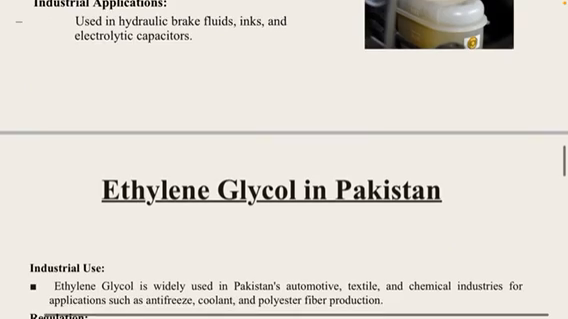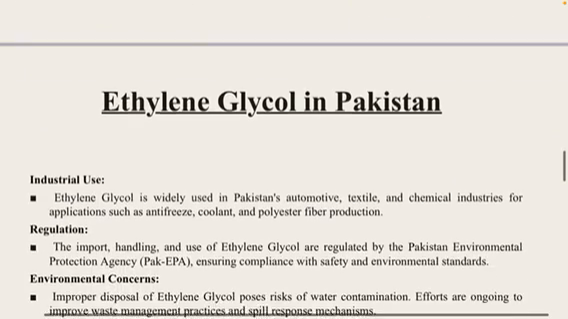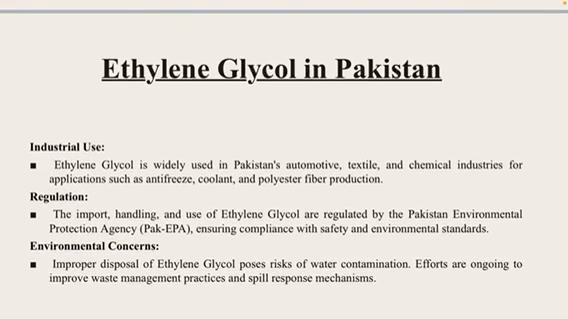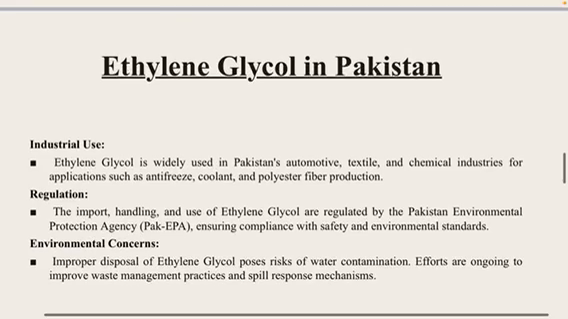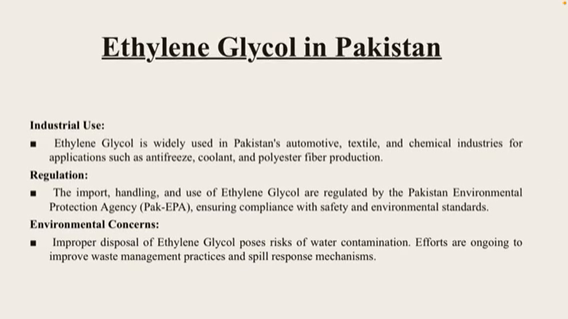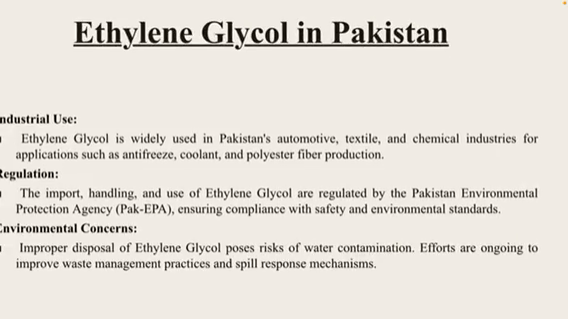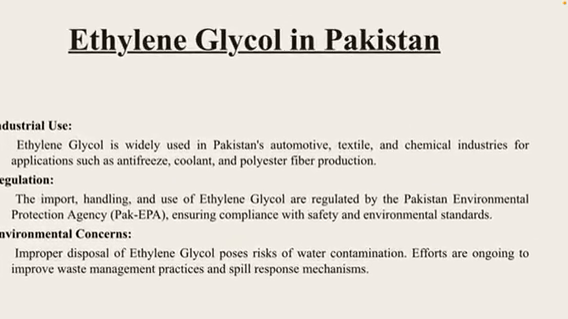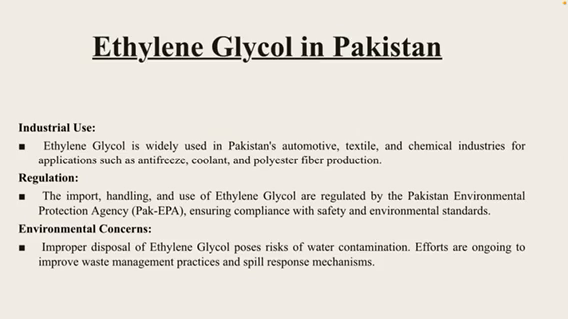Then we will move to our next slide, which is about the role of ethylene glycol in Pakistan: its industrial use, its regulation, and environmental concerns. Industrial use is that ethylene glycol is widely used in Pakistan's automotive, textile, and chemical industries for applications such as antifreeze, coolant, and polyester fiber production. Then we have its regulation. The import, handling, and use of ethylene glycol is regulated by the Pakistan Environmental Protection Agency, Pak-EPA, which ensures compliance with safety and environmental standards.